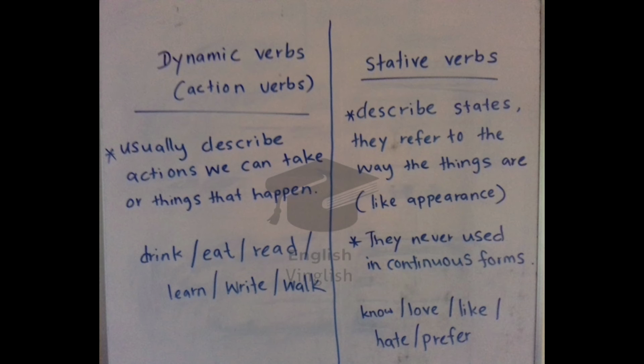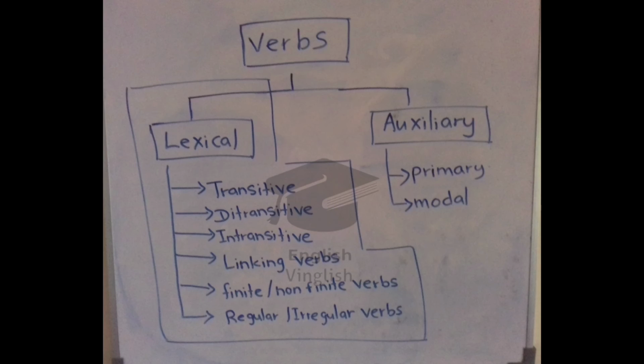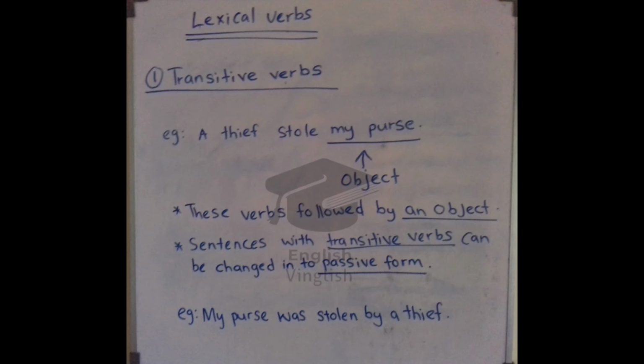I think you understood the lesson up to this. If you have any doubt, please rewind the video and start again, right? Shall we move on to the types of lexical verbs we discussed under the classification of verbs? Transitive, ditransitive, intransitive, linking verbs, finite and non-finite verbs. Right, now we are going to move on to those in detail.